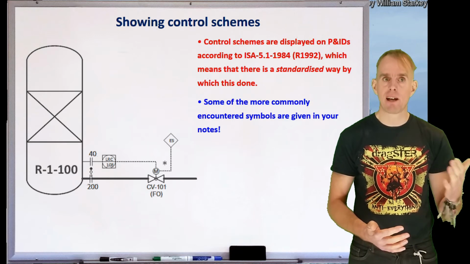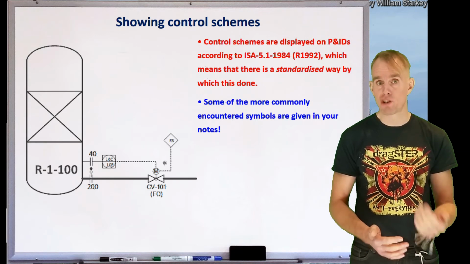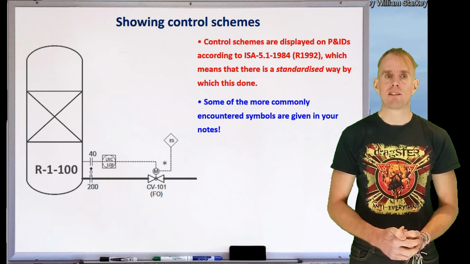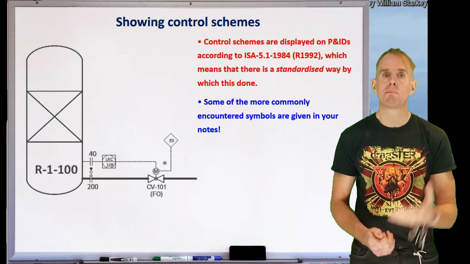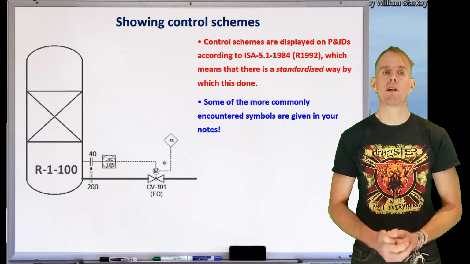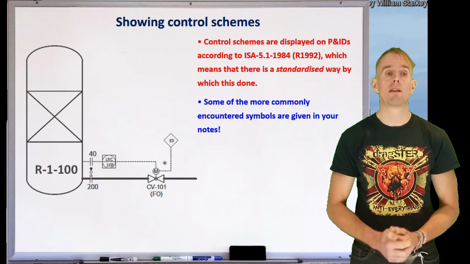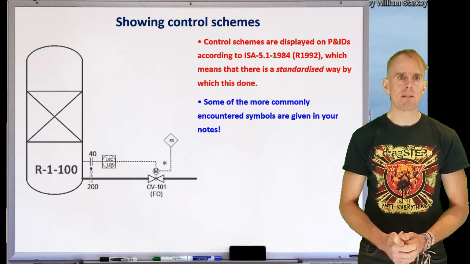So ISA 5.1 1984 revision 1992 is a standard that we use. And I've put some examples from this standard in your notes so that you too can use these symbol sets.